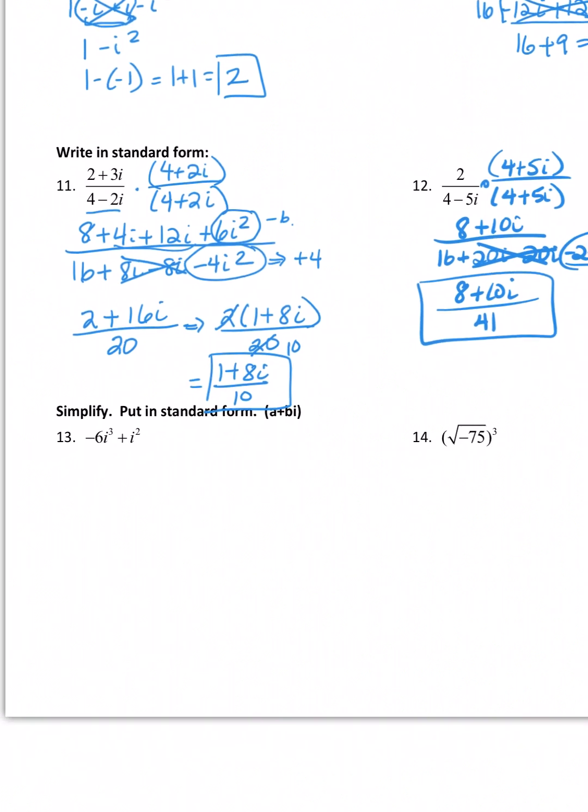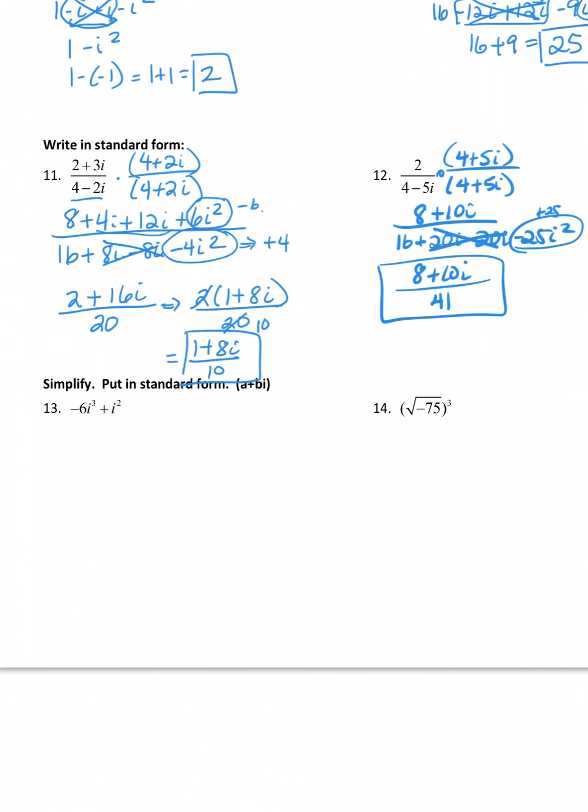All right, let's do a couple more. Simplifying, putting in standard form. Remember, standard form is a plus bi. So this is definitely not standard form. So what I want to do is clean this up a little bit, right? Now, i to the third, let's see, negative 6. i to the third is i squared times i. So i squared will give me a negative 1, and it leaves one i left.